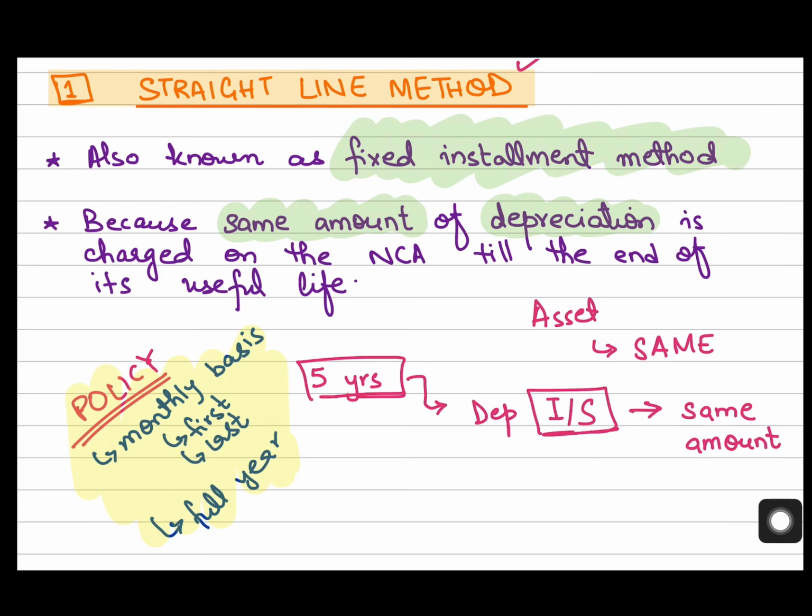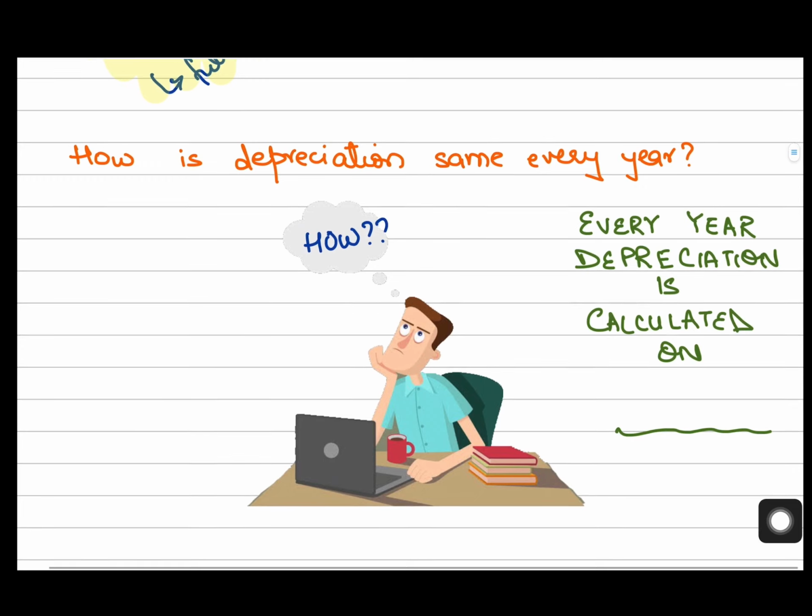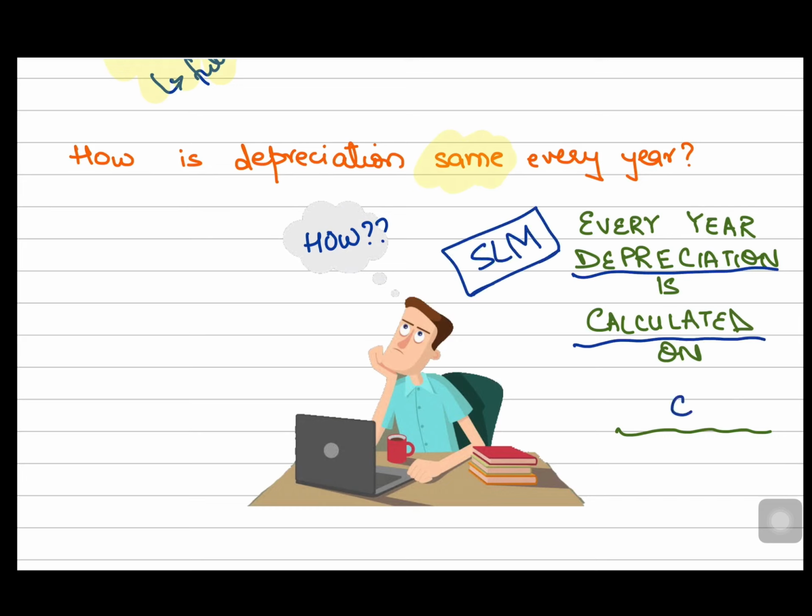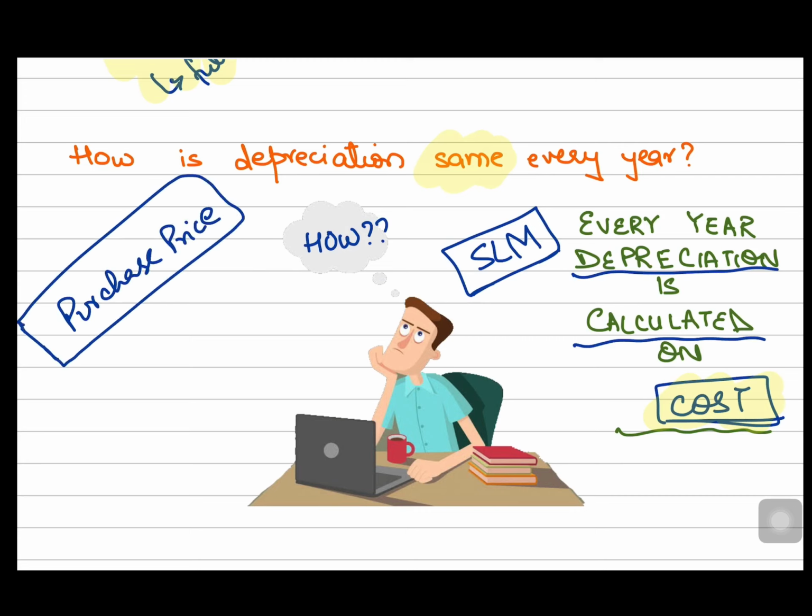Now you might be wondering why the depreciation is the same every year. This is because the depreciation calculated using straight line method is calculated on the cost of the non-current asset, right? What is the cost? Cost is the purchase price or the value that the business pays when it is buying that non-current asset. Now since the cost is the same, the depreciation charge on the cost will also be the same. So that is why the depreciation under straight line method is the same every year.